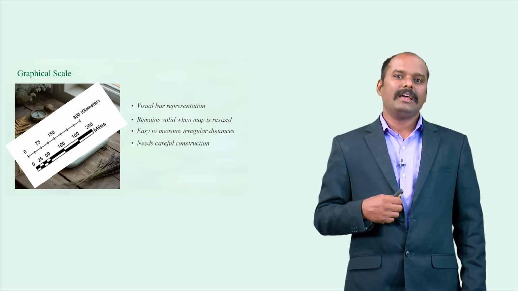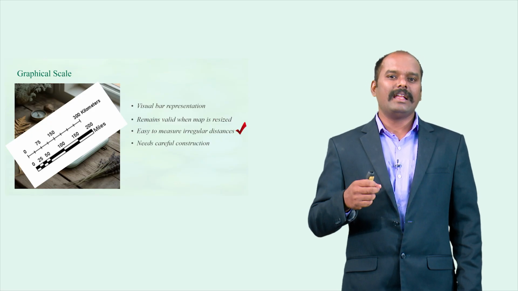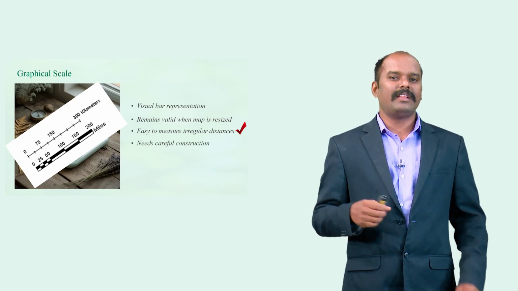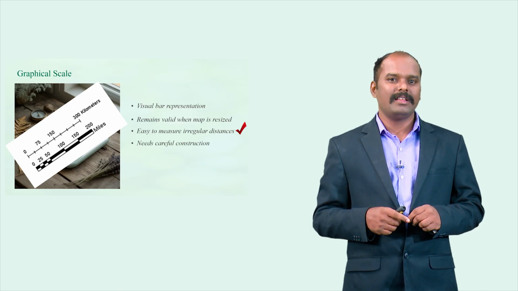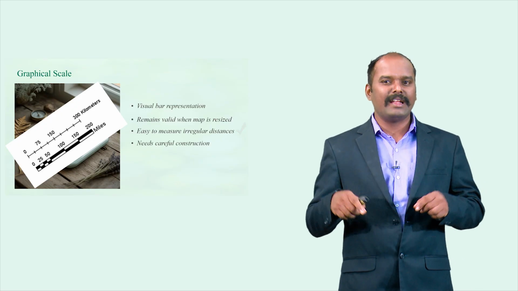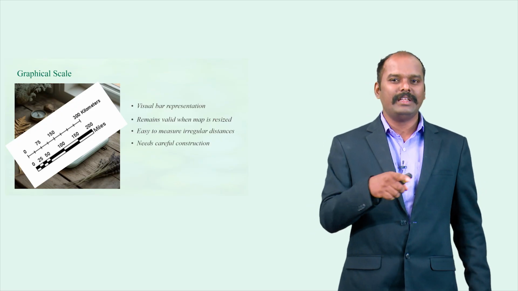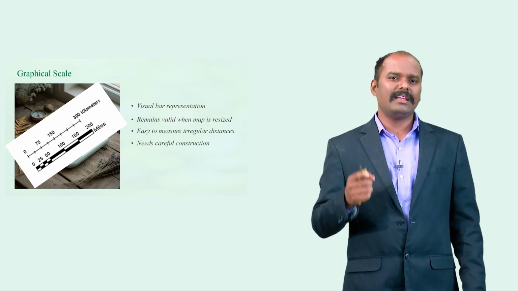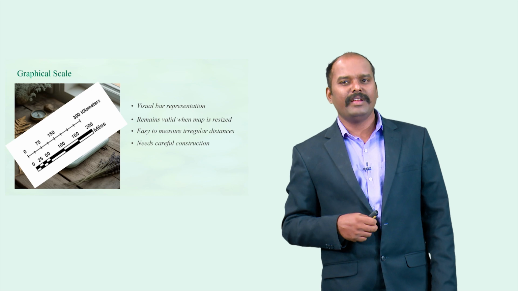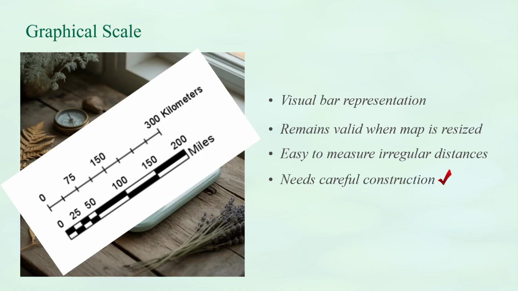Next, it is easy to measure irregular distances. Irregular distance means, if you want to measure the area of any particular place, all the area will not definitely be square shaped or rectangle shaped. We need to use different types of polygons. In that case, this representative fraction will be very helpful. But we need to take more concentration while constructing this graphic scale. In the next lecture series about constructing graphic scale, we will discuss that.